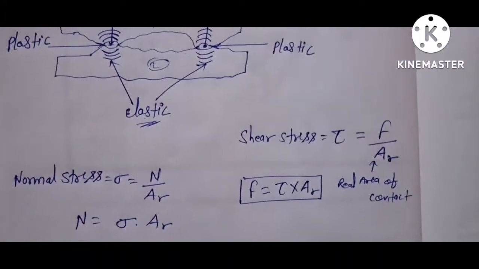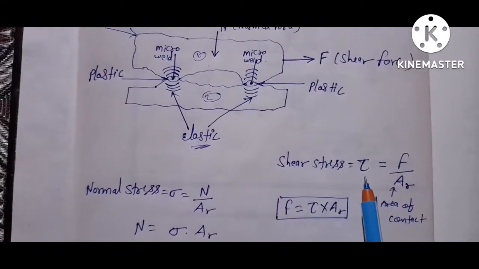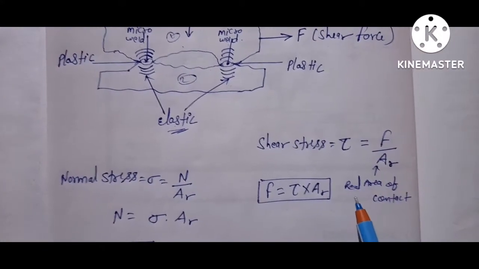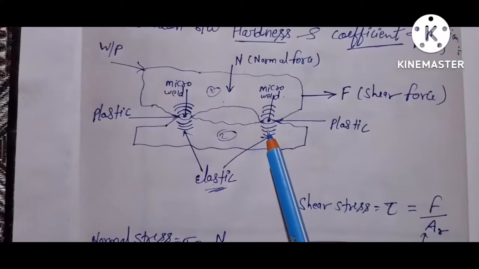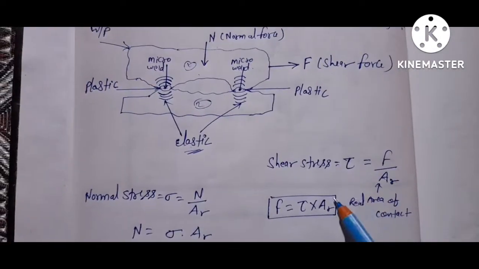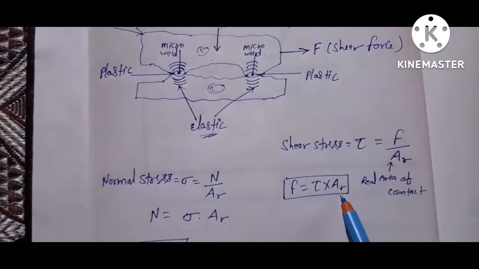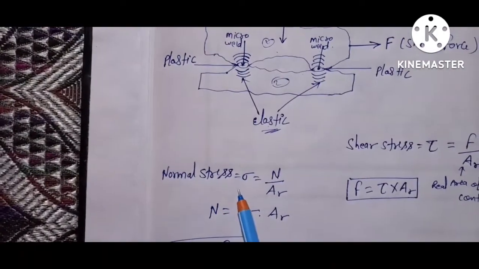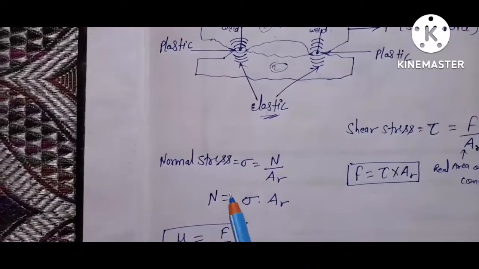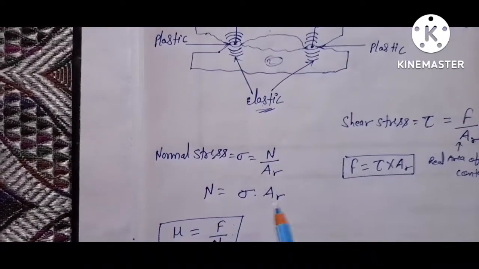Now friends, you know shear stress tau equals F divided by AR, where AR is the real area of contact. So if you want to find F, then it is tau multiplied by AR. And you also know normal stress sigma equals normal force divided by AR. So if you want to find N, the normal force, then it is sigma multiplied by AR.